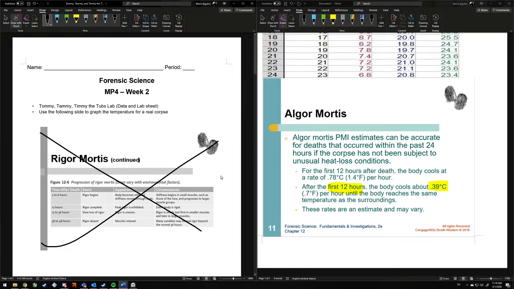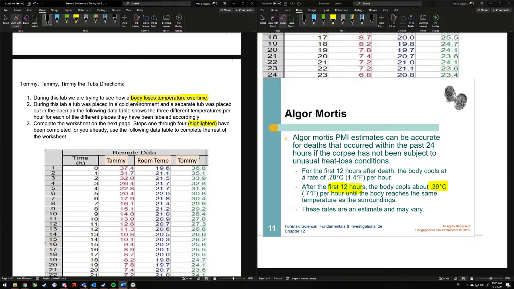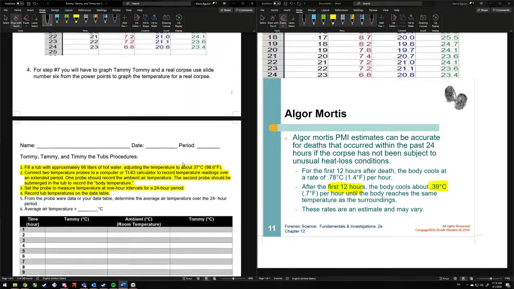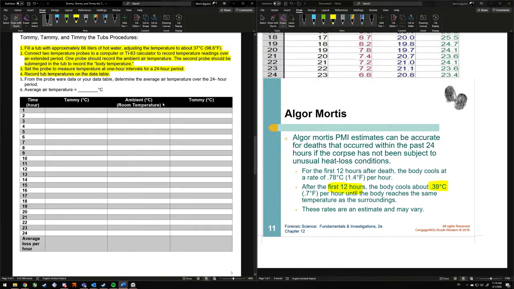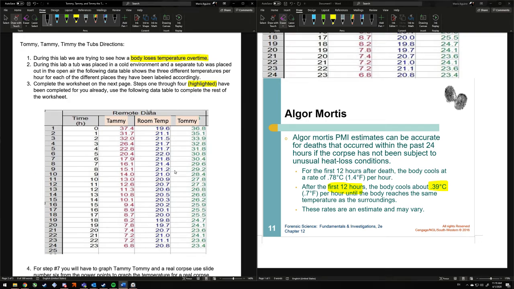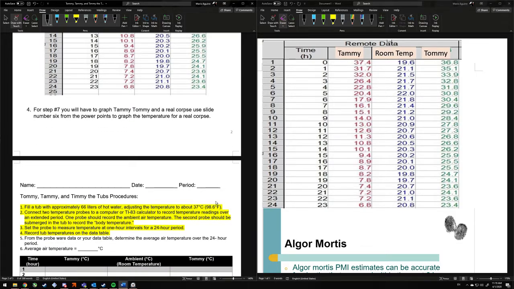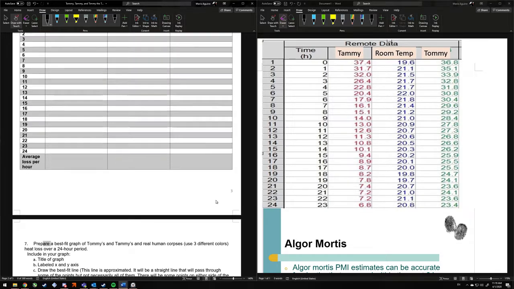Okay, the next thing is right here. So during this lab, obviously we're not doing the lab because we're not at school, haha. We're studying how the body loses temperature over time. Okay, so when we read these instructions, everything that's highlighted has already been done for you, including the graph being filled out like this. Okay, so that filled out graph is this one right here. So we already have all of our data that we need. All I did was copy and paste it into a blank Word document so that it was a little bit easier to see, because I didn't want to scroll up and down a bunch of times.